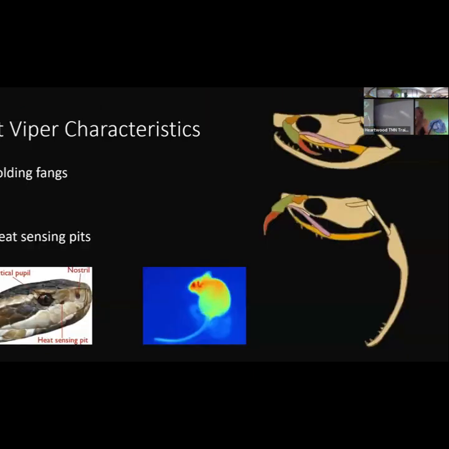So the characteristics of vipers are that they have folding fangs and they have heat sensing pits here. So this is what they're seeing in infrared, and the pits are right here. So that's how they're seeing, that's the second sense.